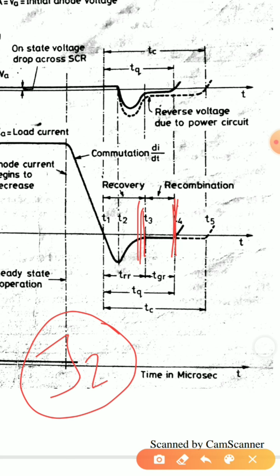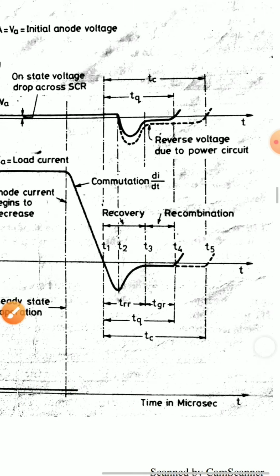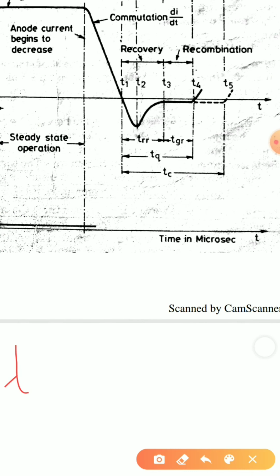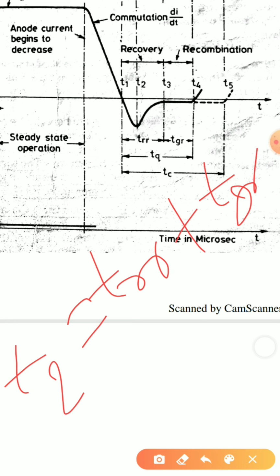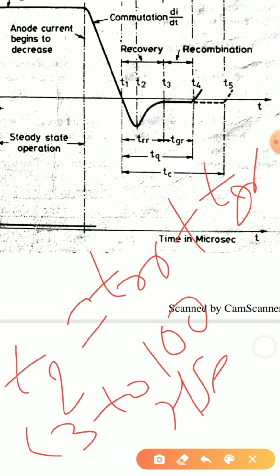Now these trapped charges will decay by recombination only. That is only possible if I am applying the reverse voltage for some duration of time. If I am applying the reverse voltage for some duration of time, it will recombine on its own. Now we can see that the turn off time TQ is the sum of reverse recovery time plus gate recovery time. Now this TQ time will be of the duration 30 to 100 microseconds.